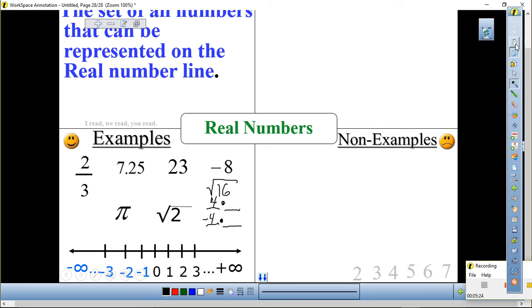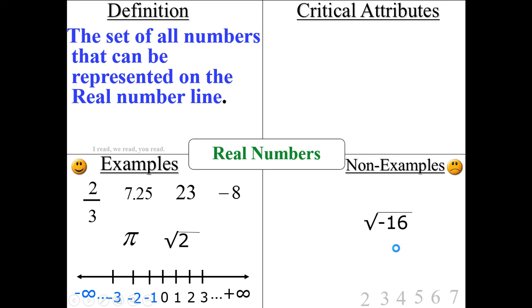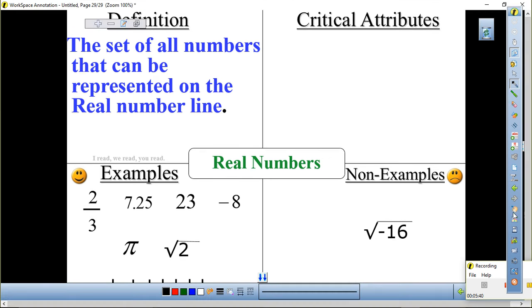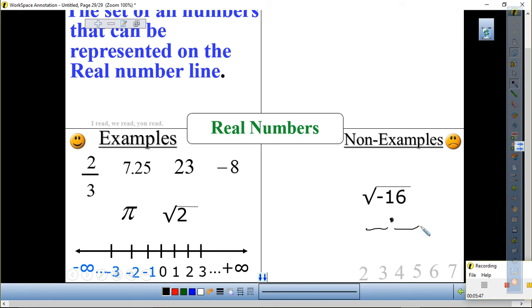Now let me give you a non-example of real numbers. Give me a second. Copy this one. Square root of negative 16. So, square roots, we know it's not dividing by 2. Is that correct? What is the rule? A number times itself. Okay, so let's see. One number times itself gives us negative 16.